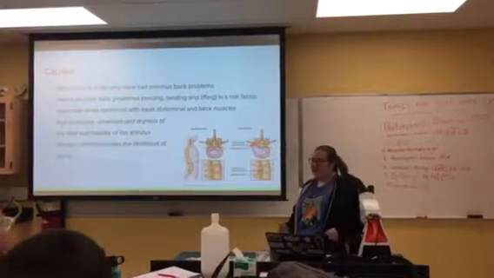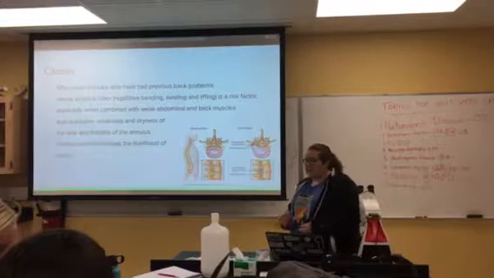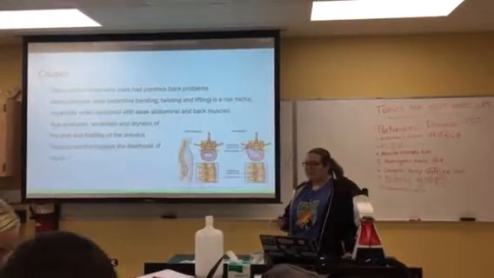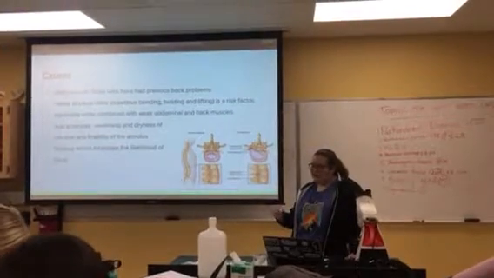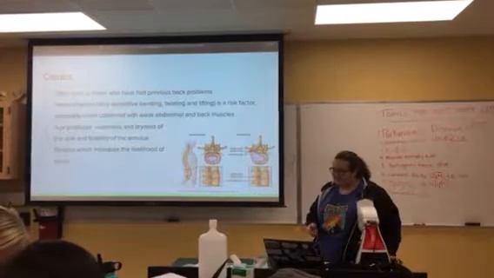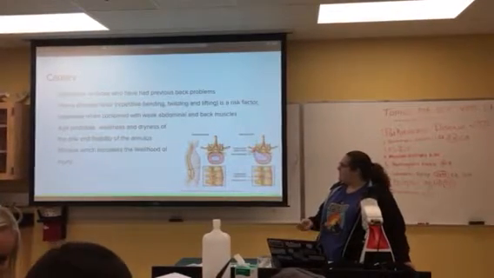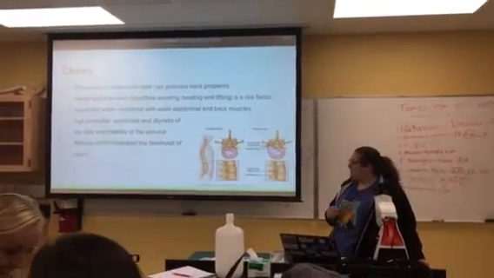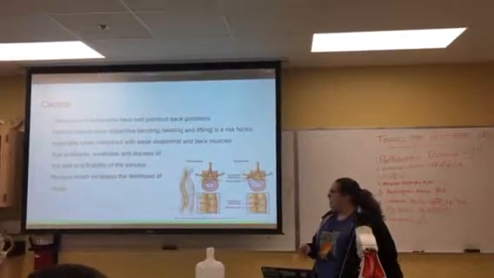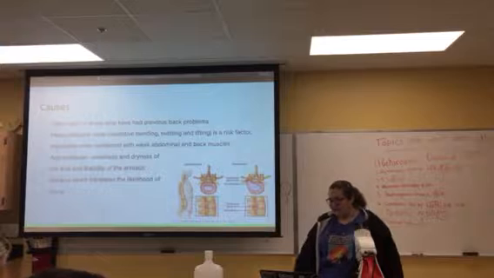This can also be caused because your abdominal wall muscles and your back muscles aren't strong enough to support your spine. So when you do bend or lift something heavy, all the stress is put on your spine and your discs, which causes it to herniate. And then age also produces weakness and dryness in the disc and fragility in the annulus fibrosus, which obviously increases the likelihood of injury.